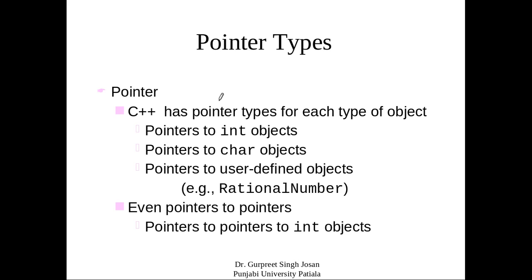In C++, there are pointer types for each type of object. We can declare a pointer for integer objects. We can declare a pointer for character. Pointers for user defined objects can also be declared. We can even declare a pointer to pointers. So a pointer to some integer object or some character object, any possibility is there. So you can go up to any level with the help of pointers.